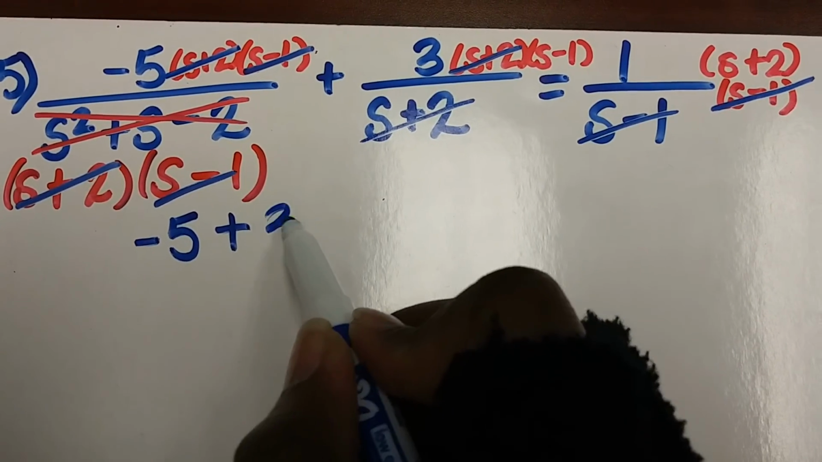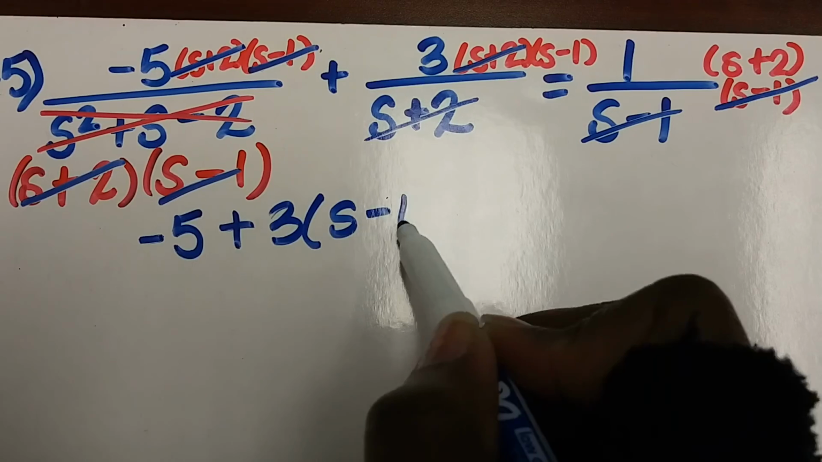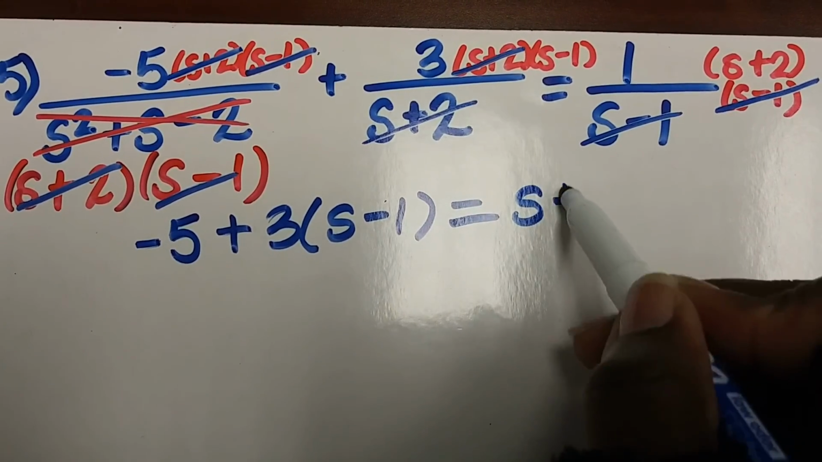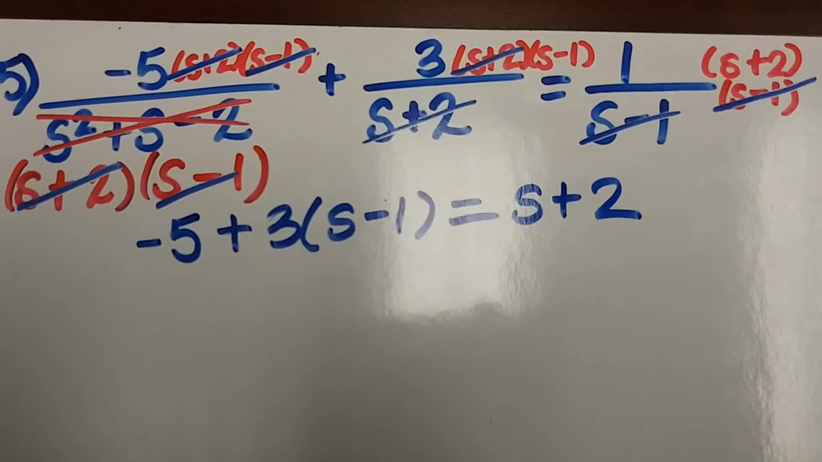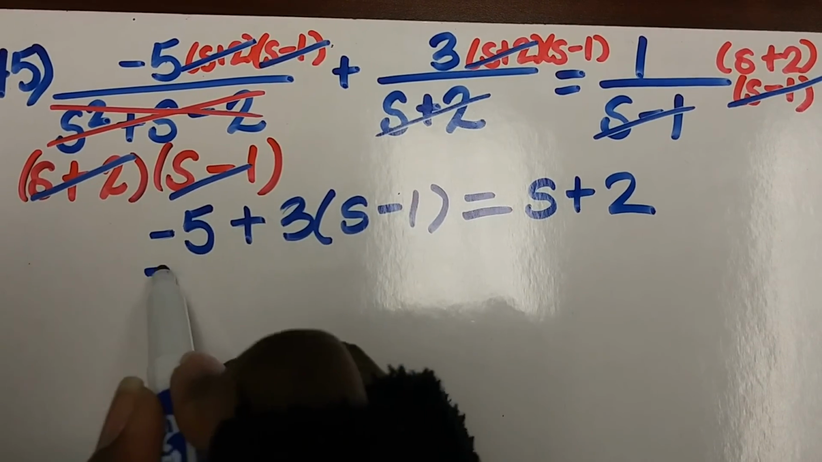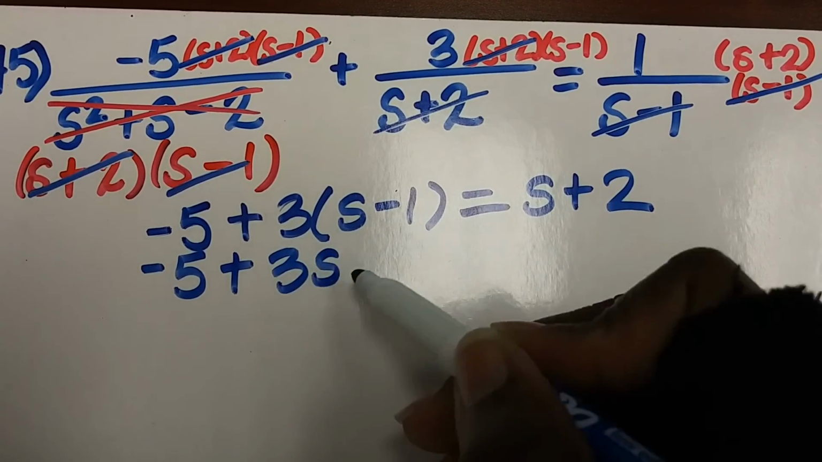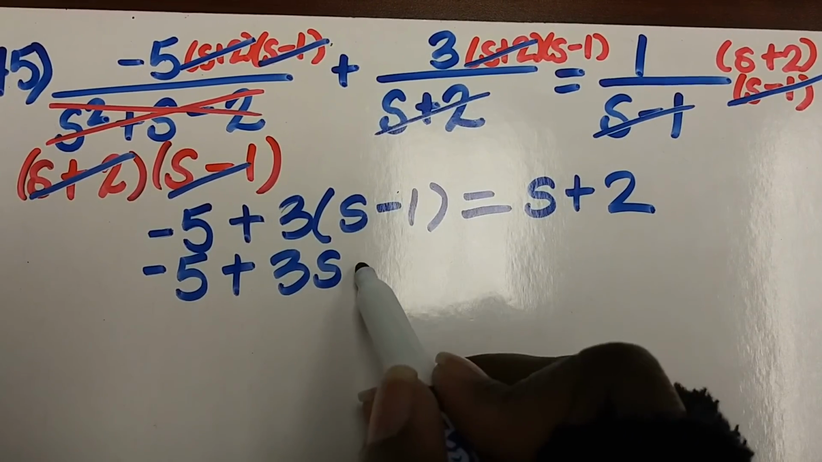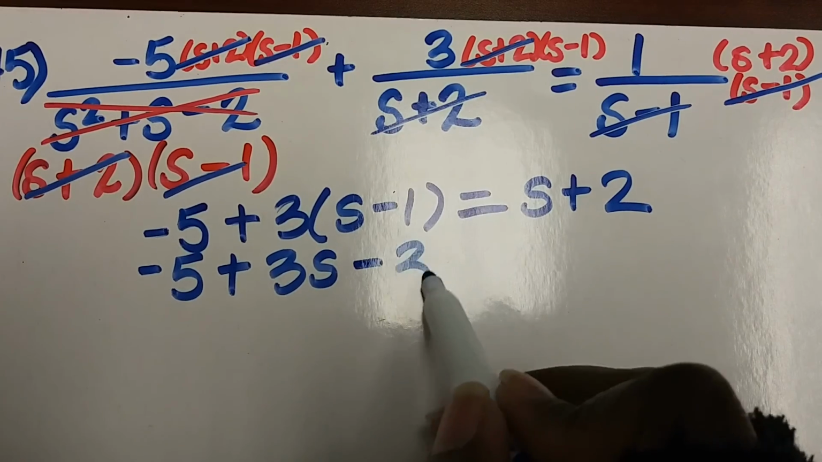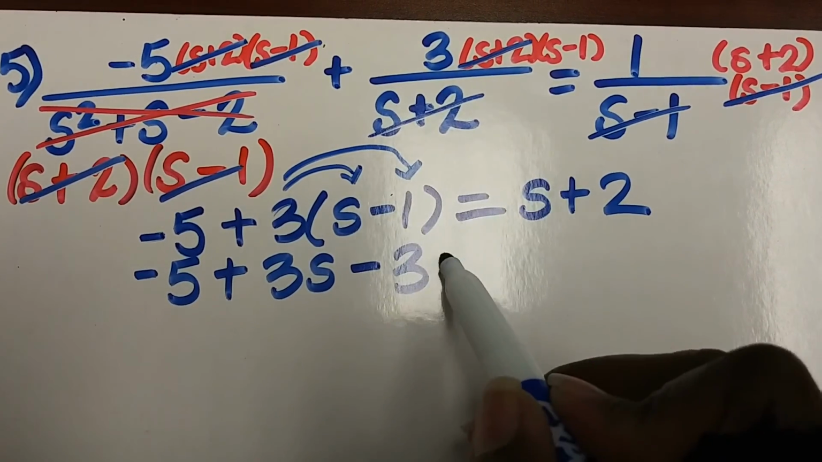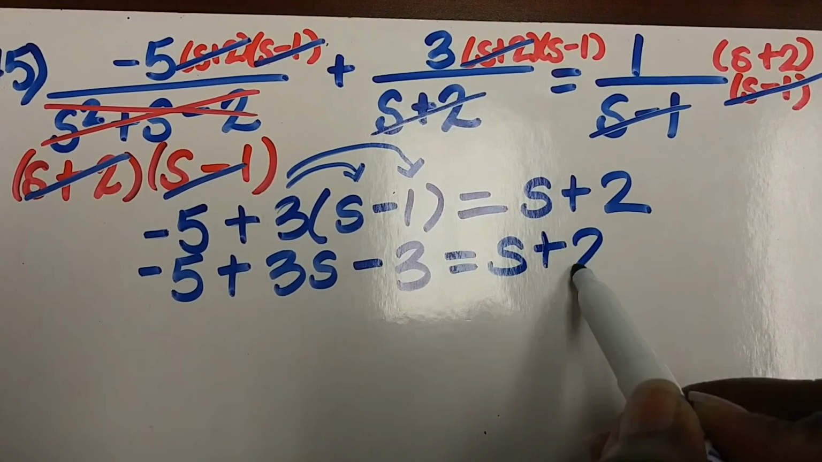We have 3. Bring down x minus 1 equals 1 times itself is itself again. Looks pretty good. I have negative 5 plus 3x. A positive times a negative makes a negative. 3 times 1 is 3. This is the distributive property. Okay, equals x plus 2.